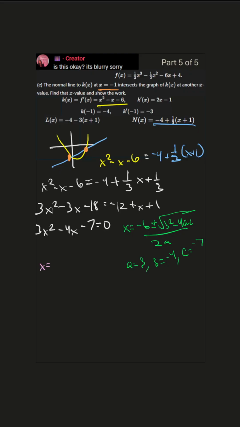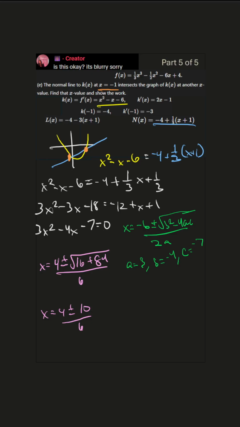We get x equals, let's see, 4 plus or minus square root b squared minus 4ac. So b squared is 16. A times c is -21 times 4 is 84, since it's subtracting. All over 2a, which is 6. So x equals 4 plus or minus square root of 100, which is 10 over 6.